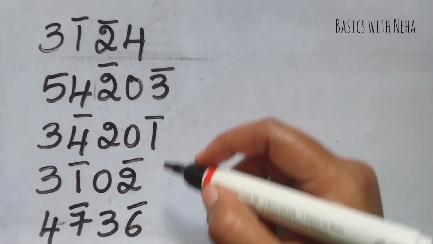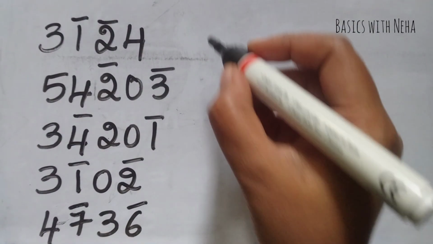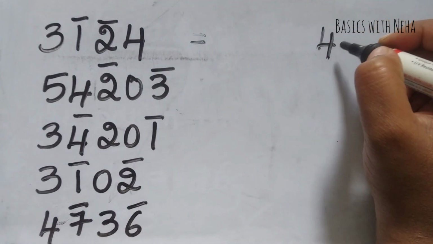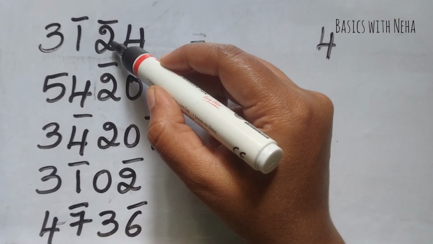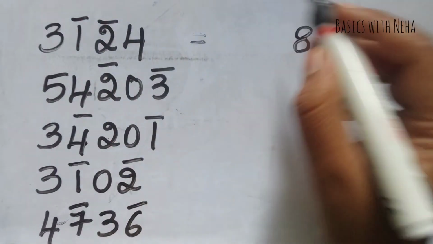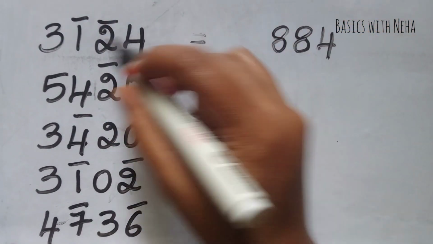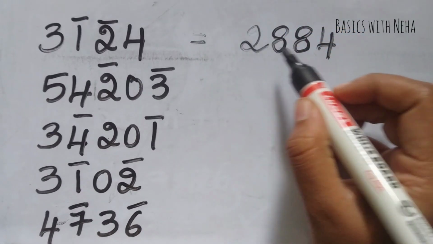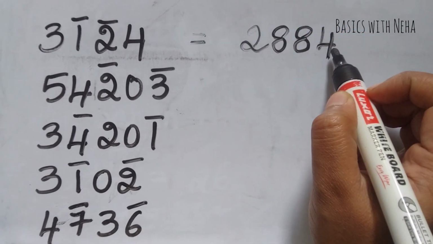Let's try solving these sums. Let's devinculate this number. 4 will remain as it is because there is no bar on 4. 10 minus 2 is 8. I've removed the bar. 9 minus 1 is 8. I've removed the bar. Decrease this number by 1, which will be 2. So my final answer will be 2884.